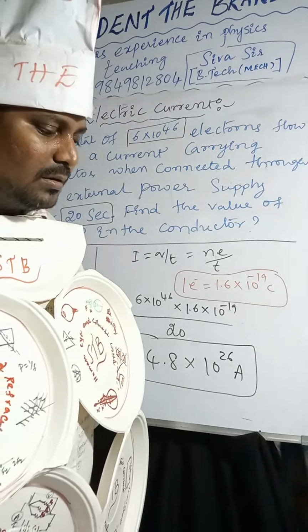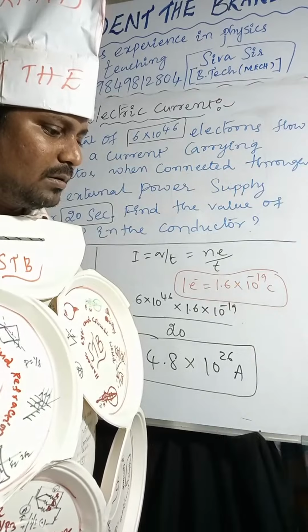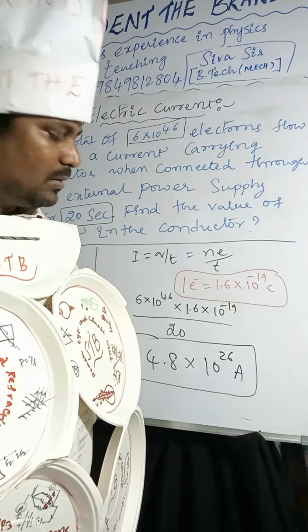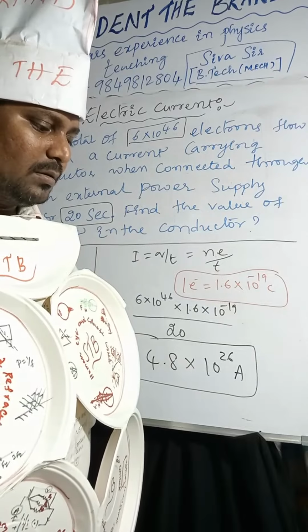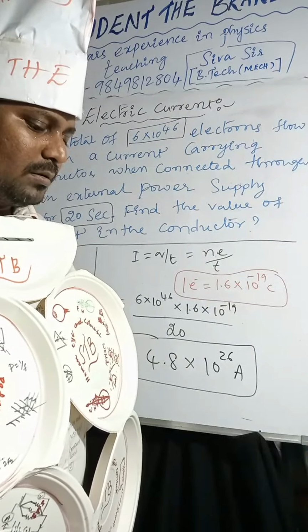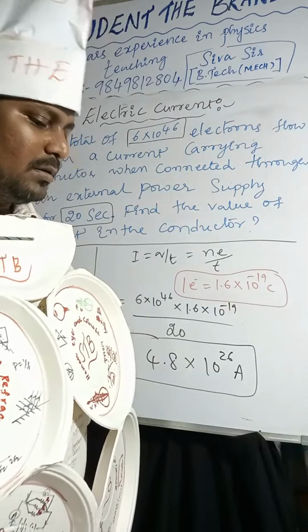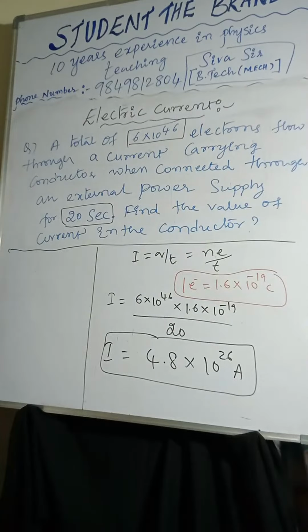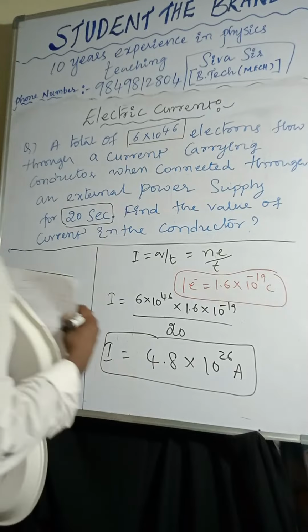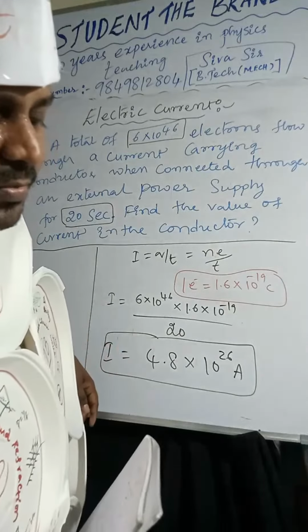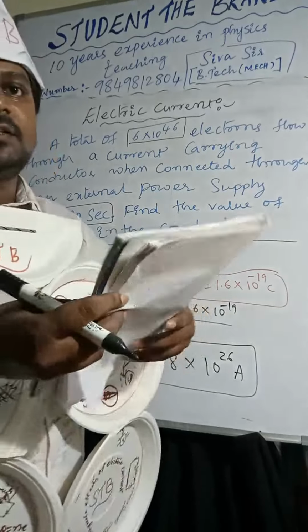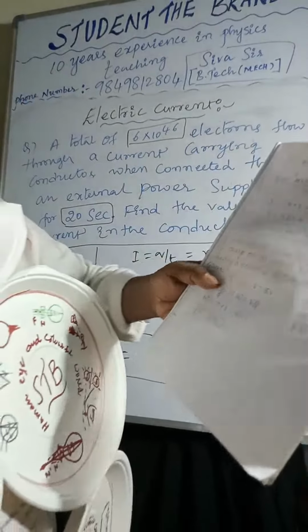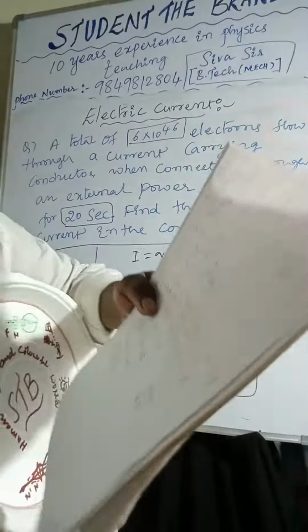Understood? I hope it is very clear. Just check once, just 1 minute. Give me 1 minute. We'll resume the class after 1 minute. Sorry for the interruption. You can check once.